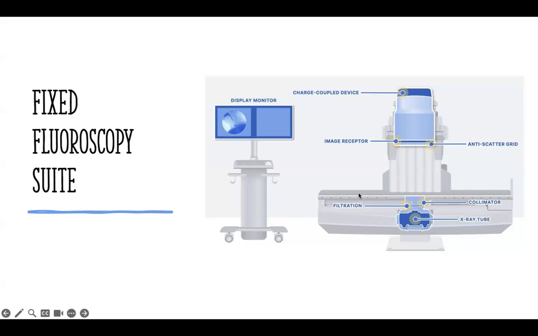Now the table also moves as well. You have a control that will shift the table left, right, up, down. You do have a collimator with filtration there, and then your image receptor and your image intensifier is up here. You do have an anti-scatter grid. You have a curtain as well to shield from the radiation that's coming from the tube. And all your action is taking place in your image intensifier, so it can show up on your display monitor over here.